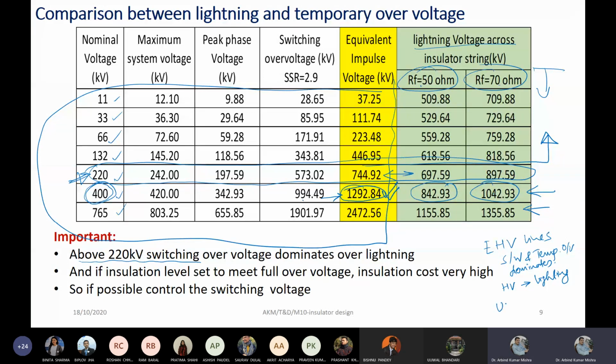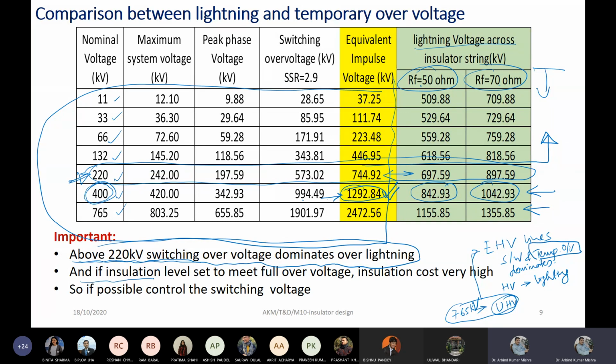What will be the case for UHV, ultra high voltage, that is above 765 or something like that? Of course, it will be similar to the EHV, but some special precautions, special provisions are used, and that's why it is called UHV. I will come to those after one or two slides. So above 220 kV, switching over voltage dominates over the lightning. And I have written the temporary also here, because we have already discussed this previously.